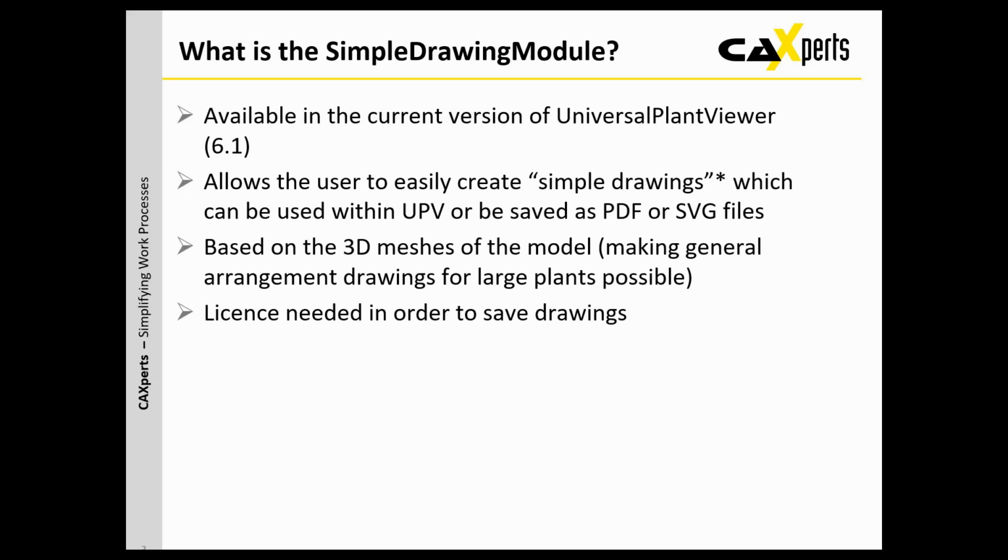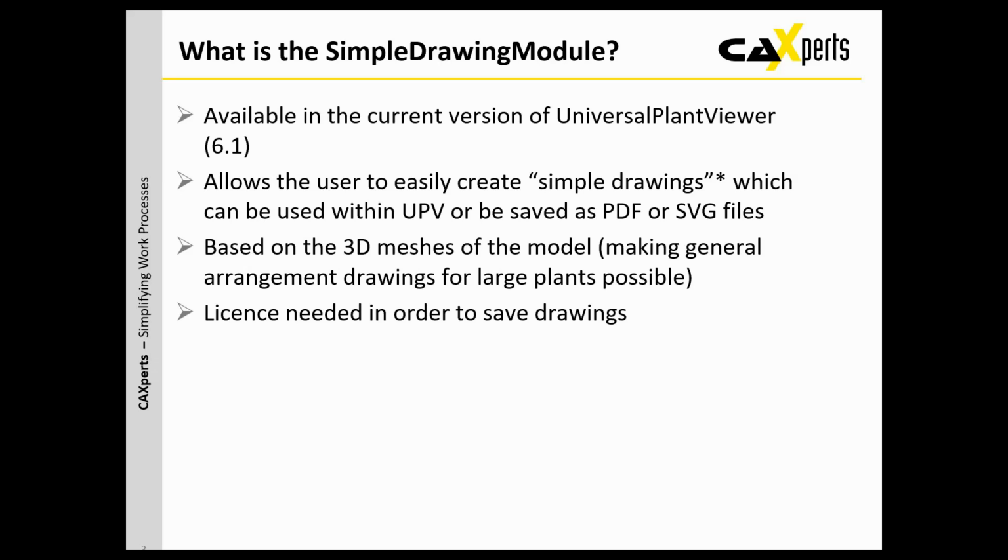So the question is, what is the Simple Drawing Module? It's already available in the current version of UniversalPlantViewer. So if you have the version 6.1, it's already in there. And it allows the user to create simple drawings, which can be used within UPV or can be saved as PDF or SVG files. So we will get real vector graphics out of UPV here.